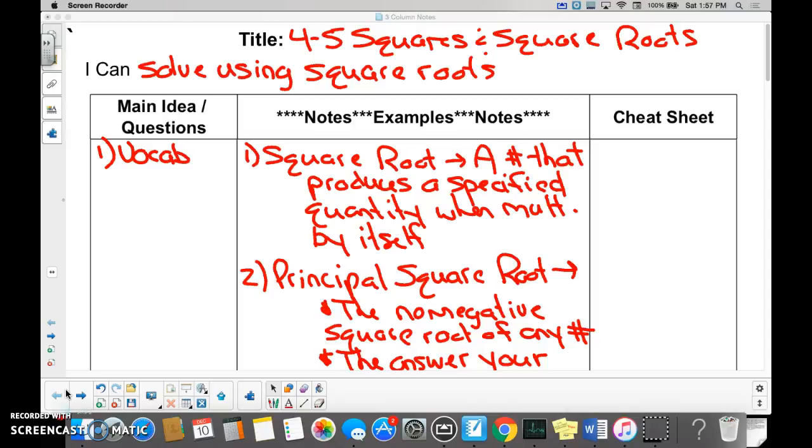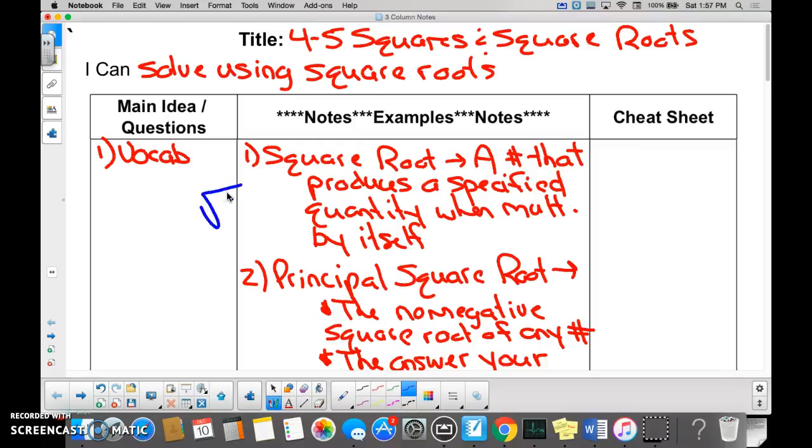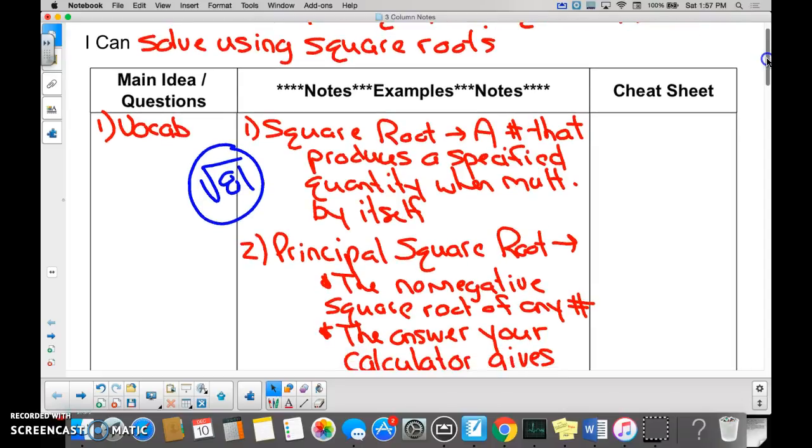You guys know what a square root is. You've worked with them for a long time. The square root, they look like this. The square root of 81 is my example. You know, or hopefully you know or have seen things like that. A square root is a number that produces a specified quantity when multiplied by itself. So 81 is a specified quantity. 9 and 9 are the two numbers that get you there, and they're being multiplied by themselves.